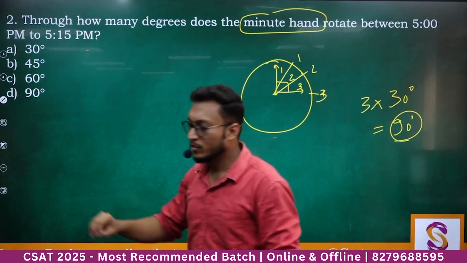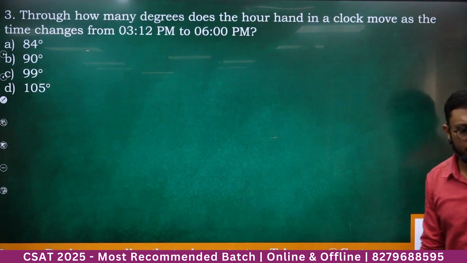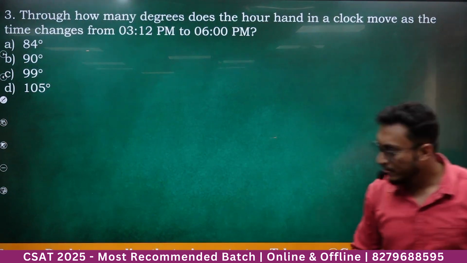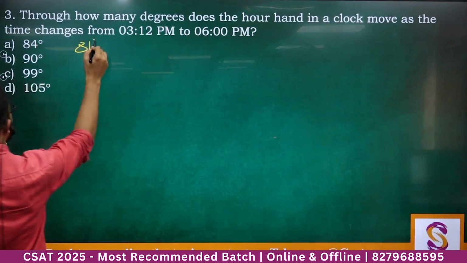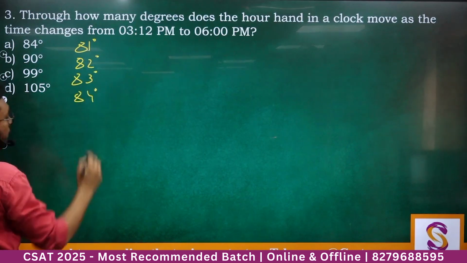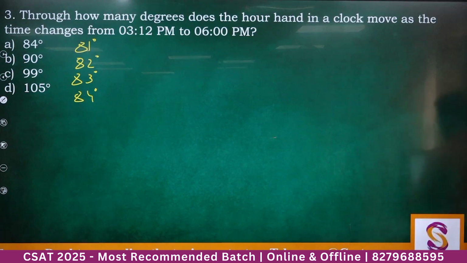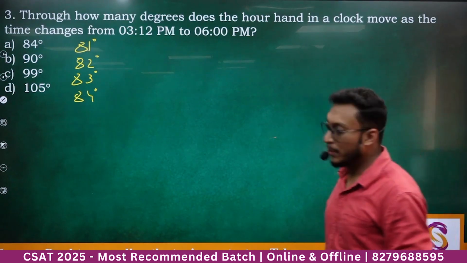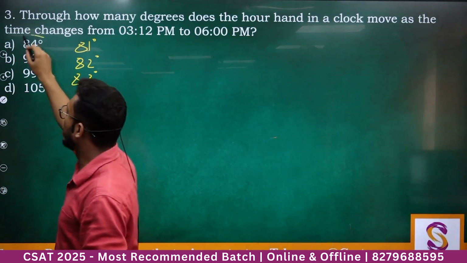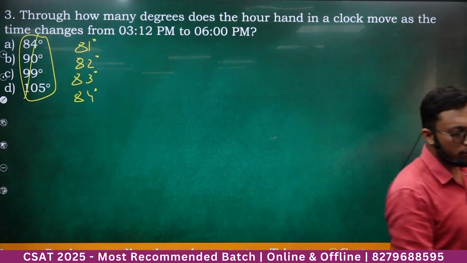ठीक है, इजी क्वेश्चन है. चलो नेक्स्ट. अब सॉल्व करो. People who are getting 84 as the answer, now solve. Suppose options were like this. Now how will you solve?